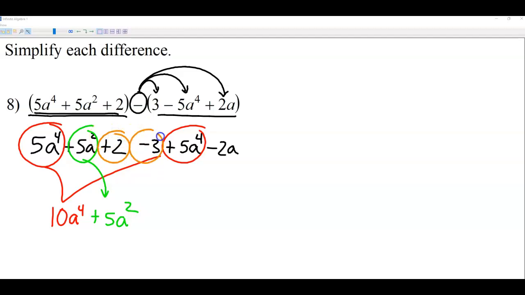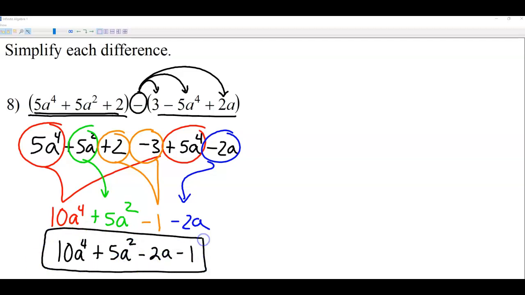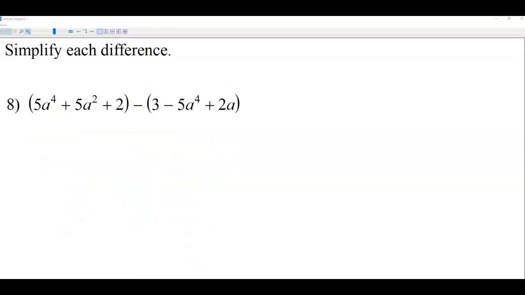2 can be combined with 3. 2 take away 3 is -1. And then finally we have this -2, which has nothing to combine with, so we'll just bring it down. And once again, we want to put this in descending order, so we start with the term that has the biggest power, and we work our way down to the smallest power. And there's our final answer for number 8.